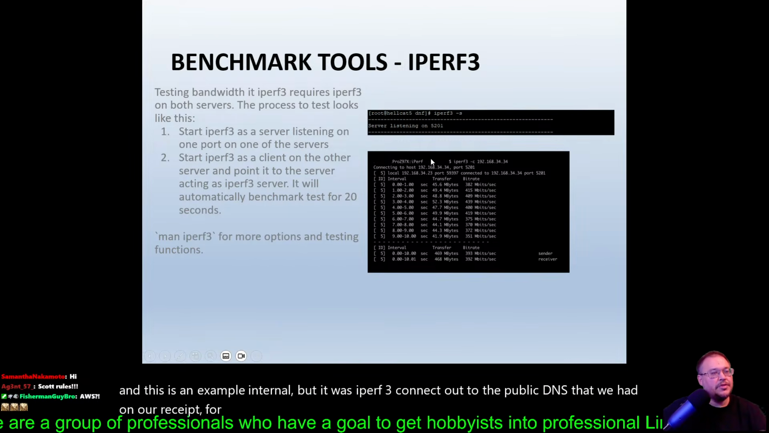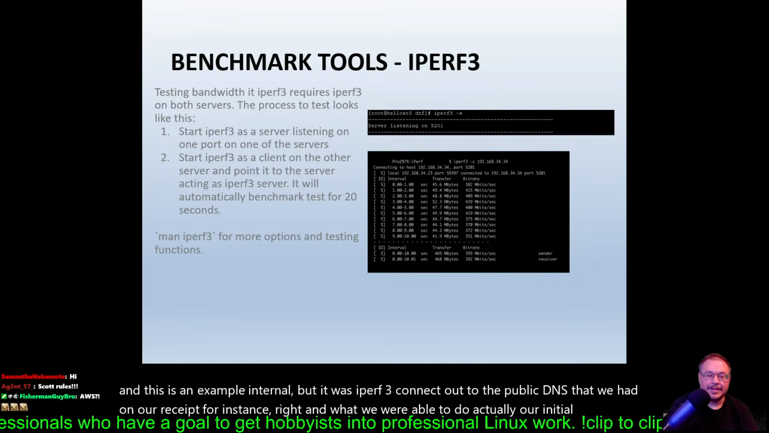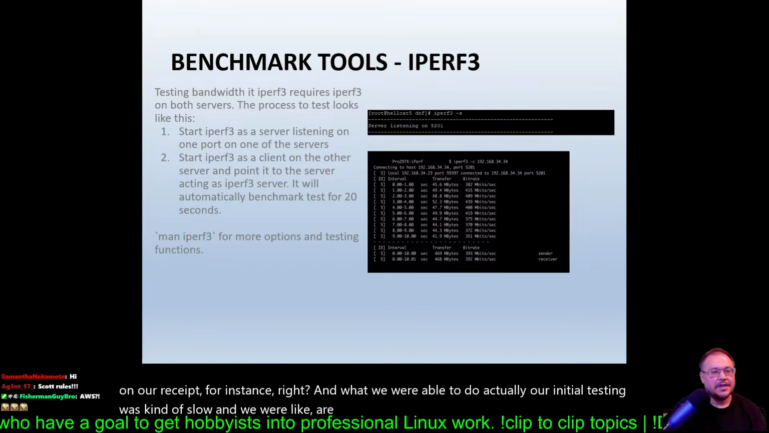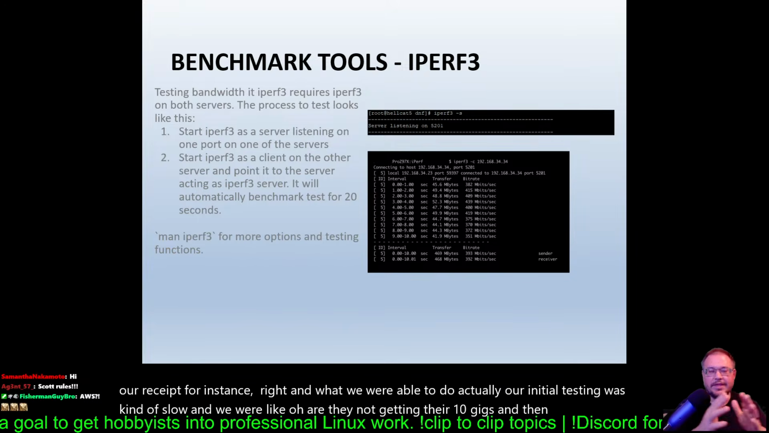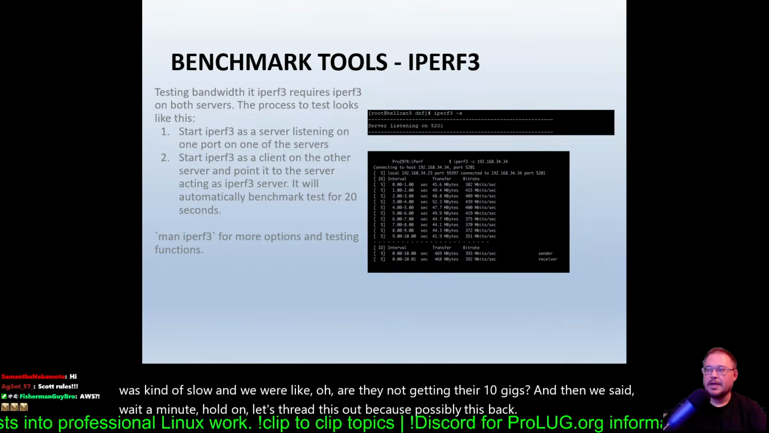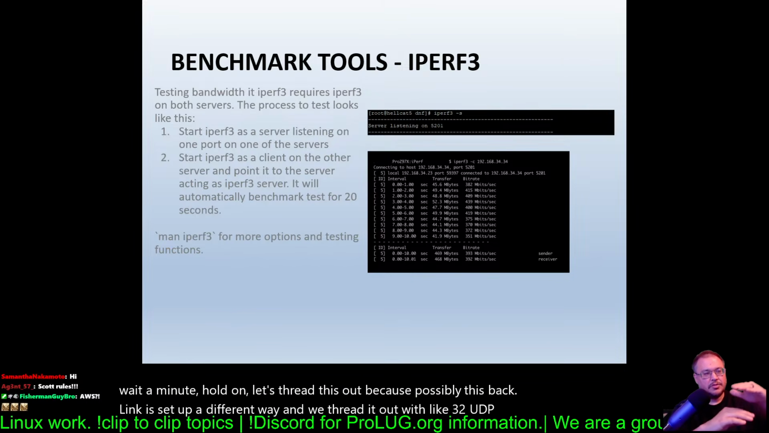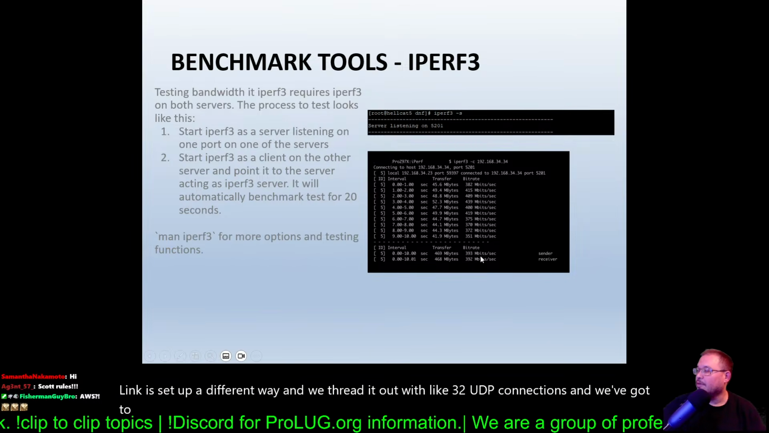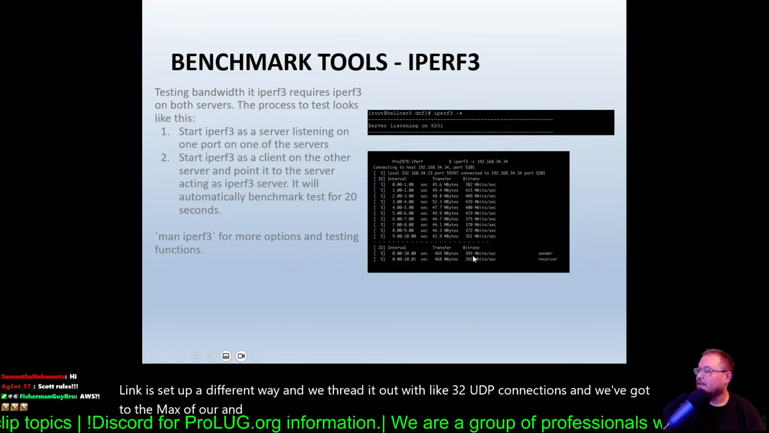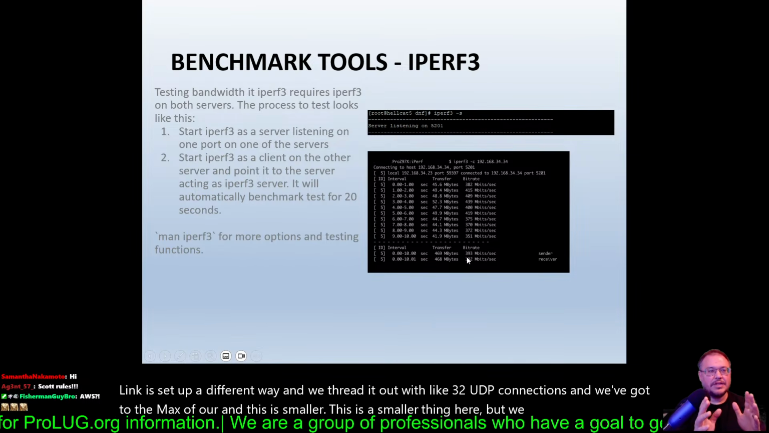Actually, our initial testing was kind of slow, and we were like, ooh, are they not getting their 10 gigs? And then we said, wait a minute, hold on, let's thread this out, because possibly this backup link is set up a different way. And we threaded it out with like 32 UDP connections, and we got all the way to about our 10 gigabits per second.